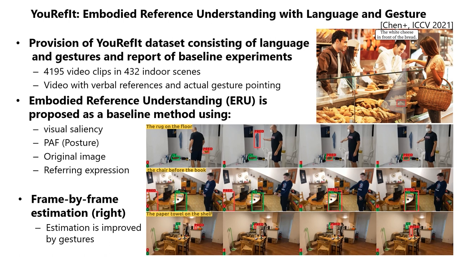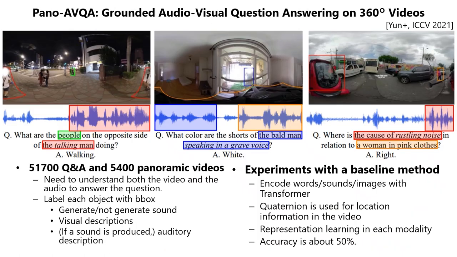In other cases, as you can see, the methods are also able to correctly understand the referring expression with the help of gestures. In the next example, we have a VQA dataset with audio, which is a 360-degree video and audio.